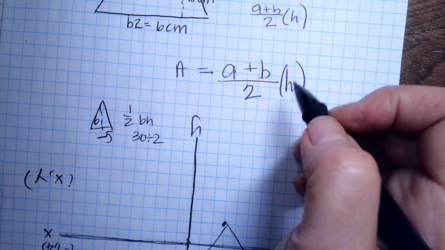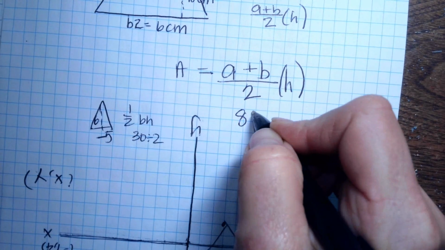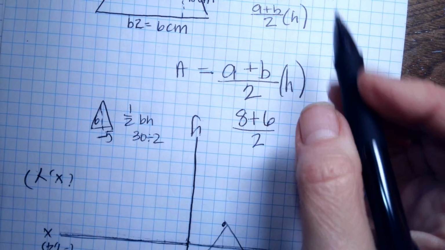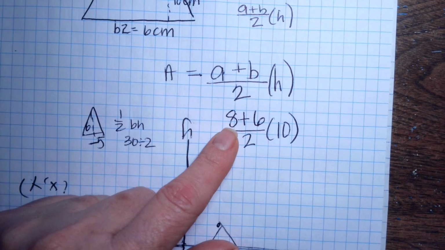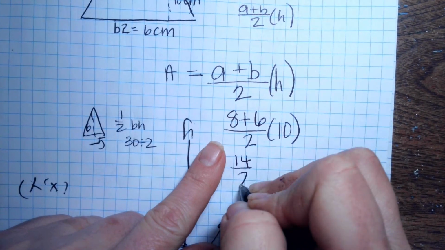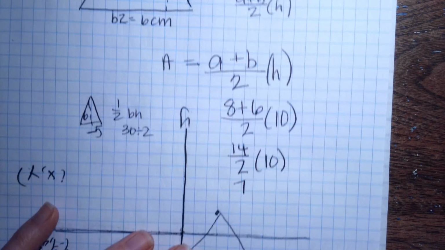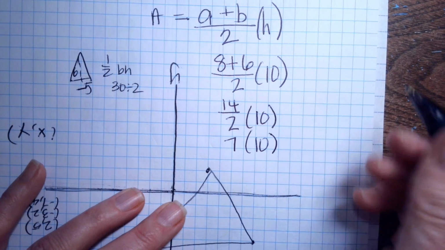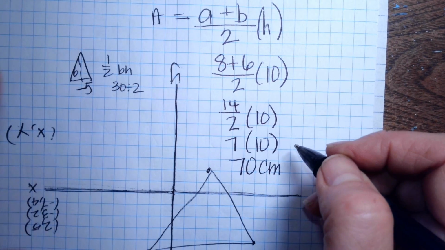So A plus B: 8 plus 6, divided by 2, and then our height is times 10. So 14 divided by 2 times 10. And we know 14 divided by 2 is 7, times 10. And then it's 70 centimeters squared.